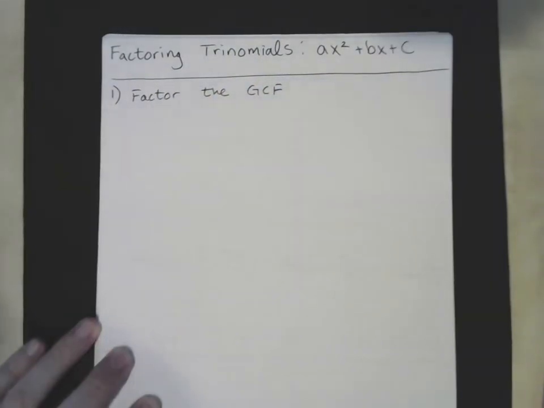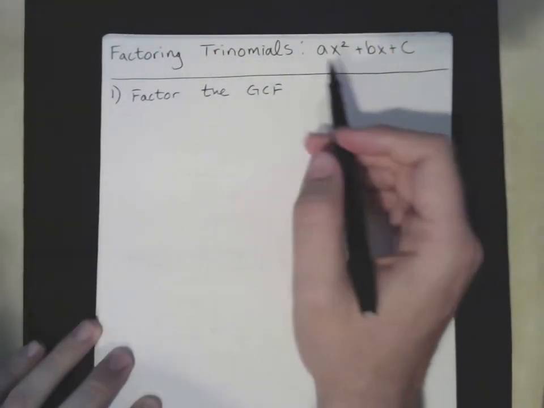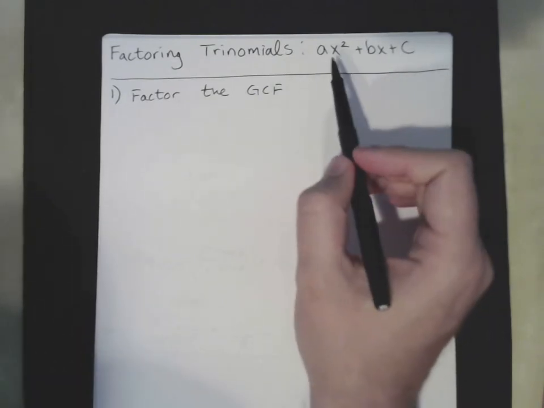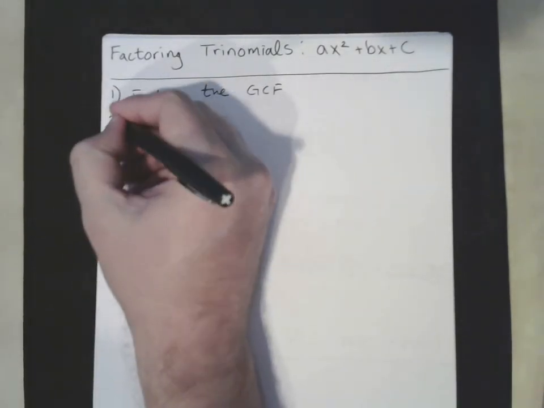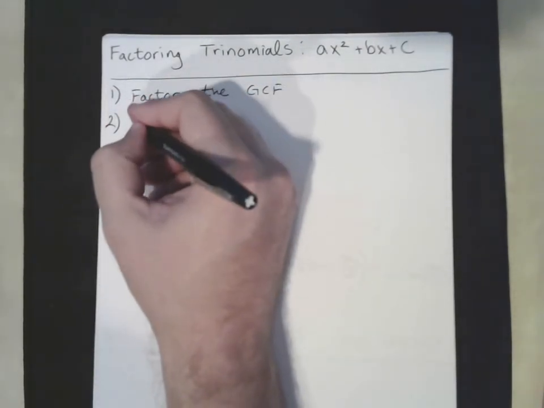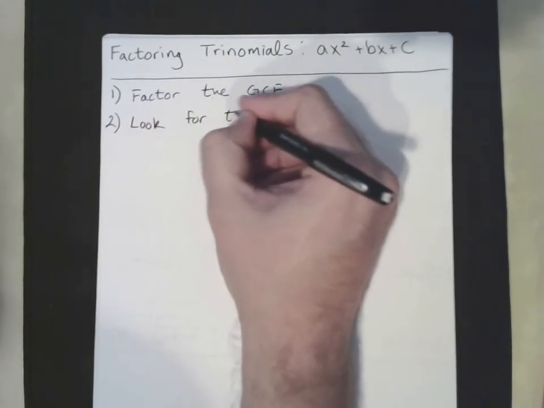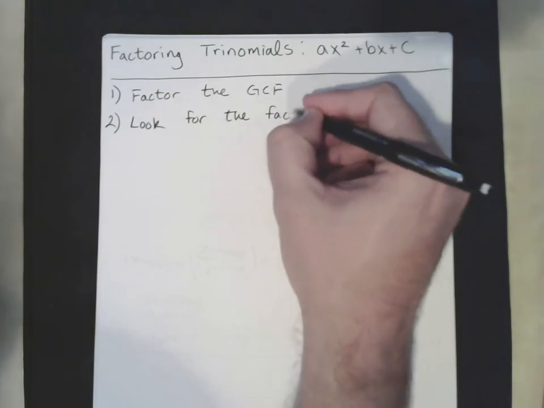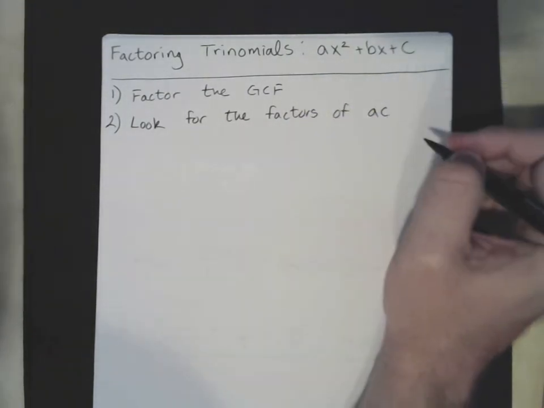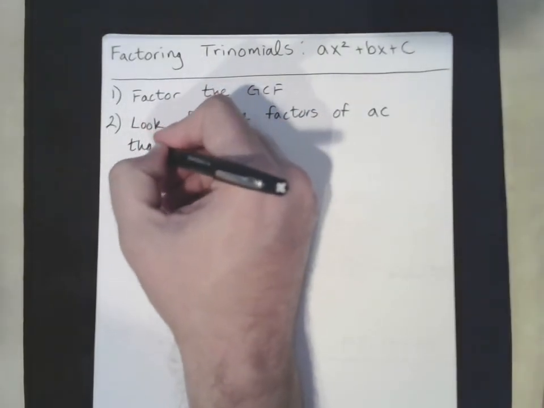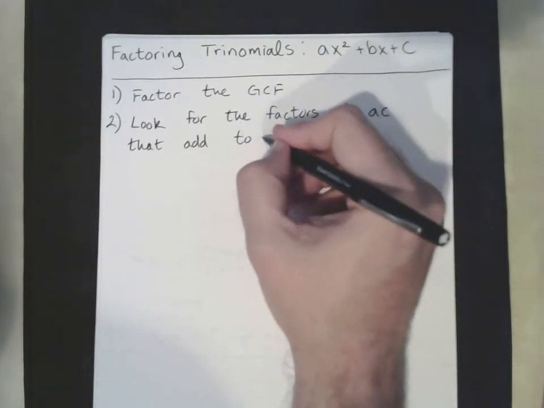We want to make A, B, and C as simple as possible. So if we can factor, notice this doesn't have an x, so if we can factor a 2 out of A, B, and C, we want to do that first. And then what we look at is, we look for the factors of A times C that add to B.